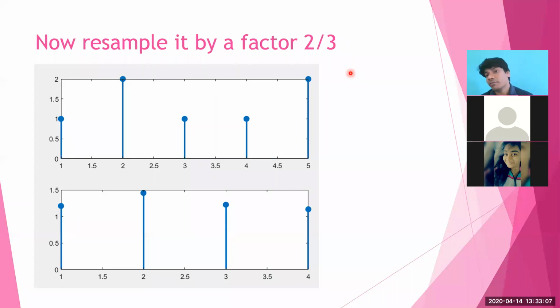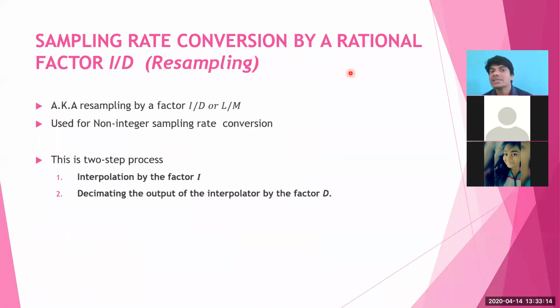So this kind of sampling rate conversion is sometimes called resampling, and it is called sampling rate conversion by a rational factor. Sometimes it is called I by D conversion. So I is for interpolation and D is for decimation. You have to understand this notation. It is always interpolation by decimation. That means interpolation occurs first, then decimation occurs.